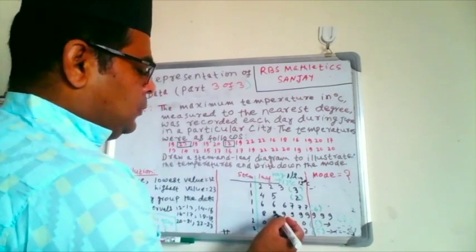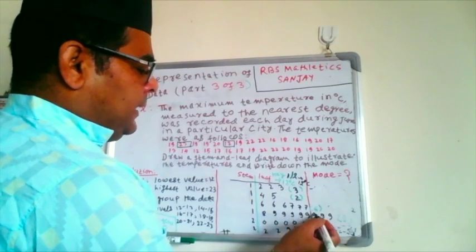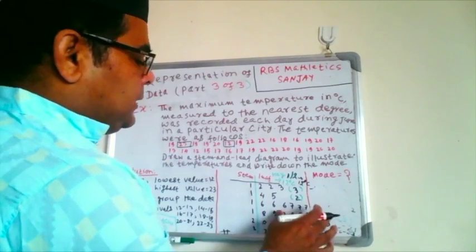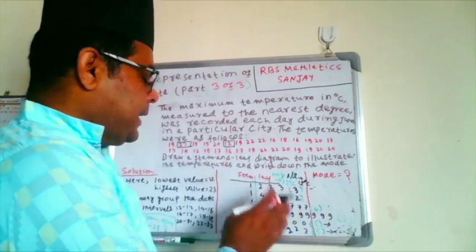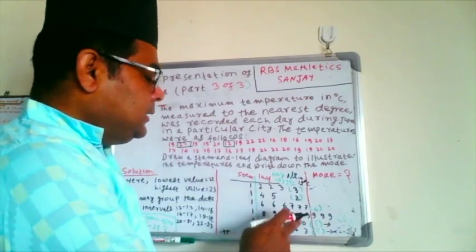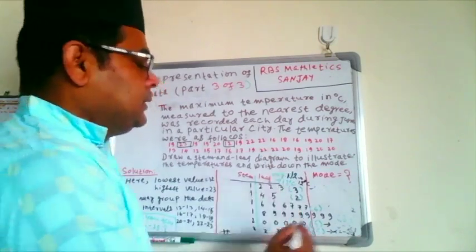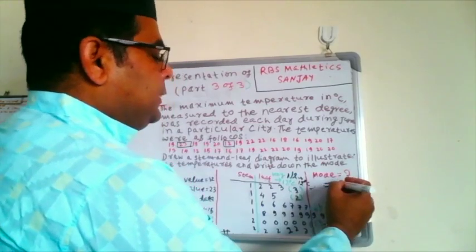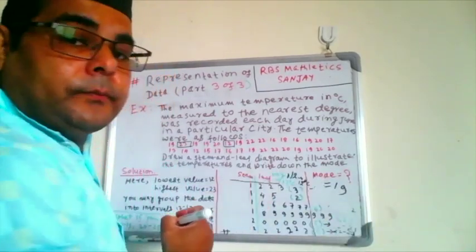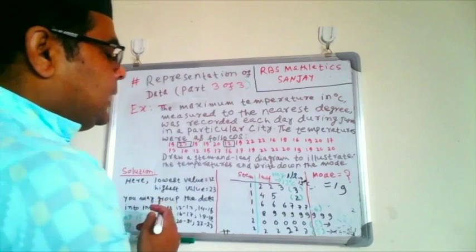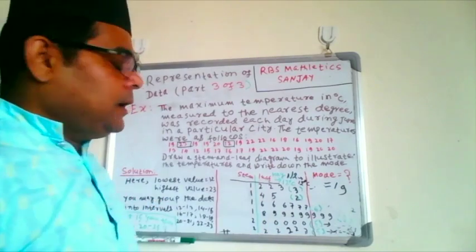You can see here 1, 2, 3, 4, 5, 6, 7, 8 times. It has been repeated up to 8 times, and this is the maximum number of times that 9 has been repeated compared to the others. So therefore your mode value will be 9. In this way we can calculate the mode from the stem and leaf diagram.